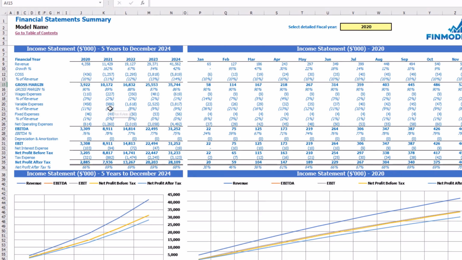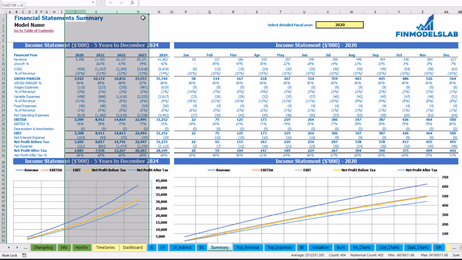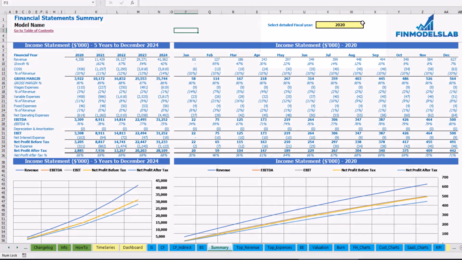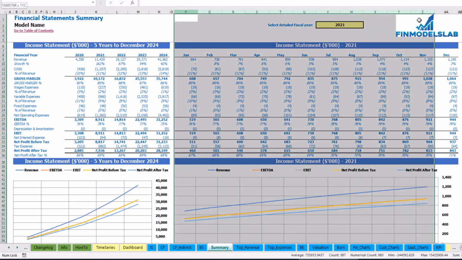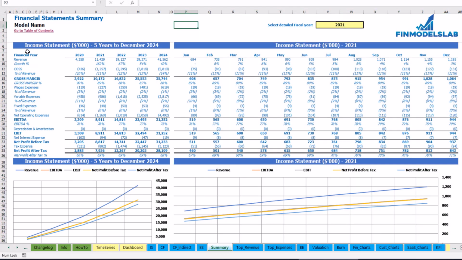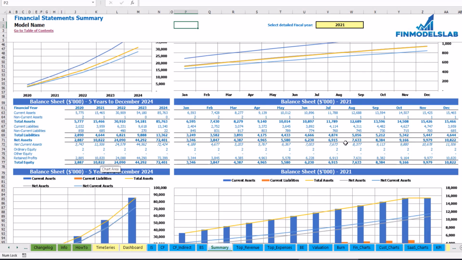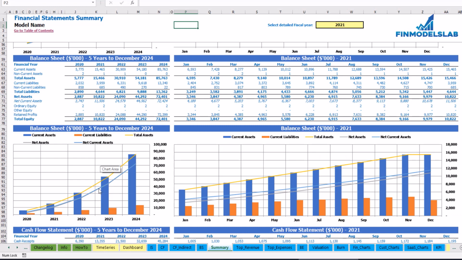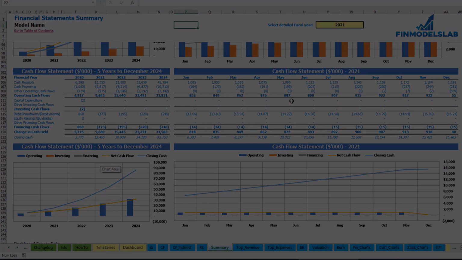The summary of these 3 statements you may see on the financial statement summary, which will show you the annual numbers for income statement, cash flow and balance sheet. And using this selector you may select a specific year to see this year by months. So on the top you have the main income statement line items and the charts, which will show you this information by years and by months. Then the balance sheet KPIs and charts and the cash flow statement, charts and the absolute values.